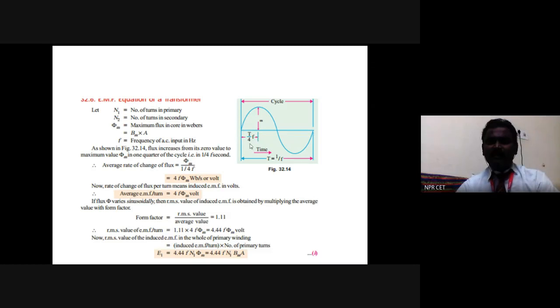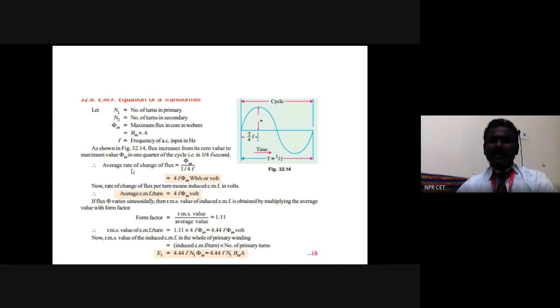How did the time T by 4f come? Actually, this is the complete cycle. The frequency is cycles per second, T is equal to 1 by f. Then this is the half cycle, T is equal to 1 by 2f. So this is the maximum value of flux. The time corresponding to the maximum value of flux is 1 by 4f. This is 1 by 2f, this is 1 by f, this is 1 by 4f. So the time taken to reach the maximum value of flux is 1 by 4f.